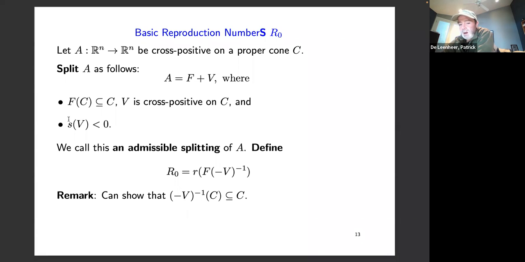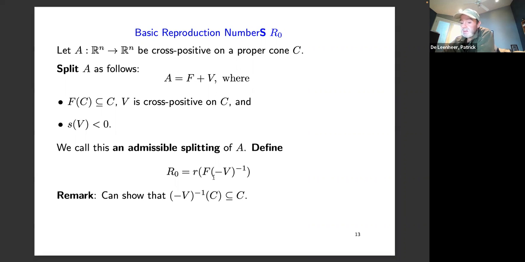Why that's the case obviously follows from the assumptions that I'm putting down here. But that needs a little argument. So these 2 operators inside here map the cone into itself. F does because of the assumption, and negative V inverse does because of what I say here. So their composition maps the cone into the cone. So that means that it's also cross-positive. I'm sorry. We can now look at its spectral radius.